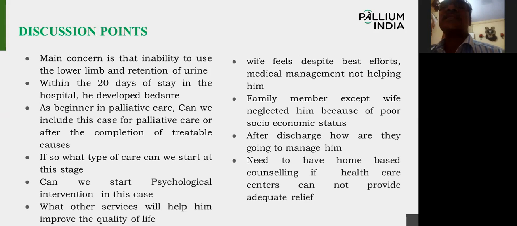Next, discussion points. The main concern is the inability to use the lower limbs and retention of urine. Within 20 days of stay in the hospital, he developed bed sores. So, as a beginner in palliative care, can we include this case for palliative care, or only after the completion of the treatable causes? If so, what type of care can we start at this stage? Can we start psychological intervention in this case at this stage? What other services will help him to improve the quality of life? Why do we feel best-effort medical management is not helping him?